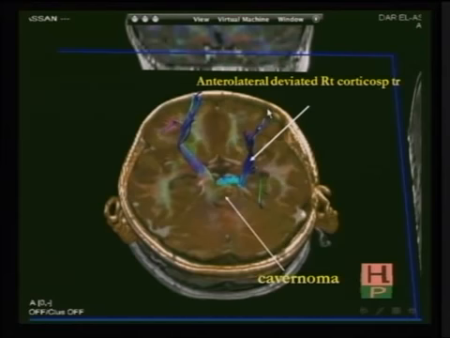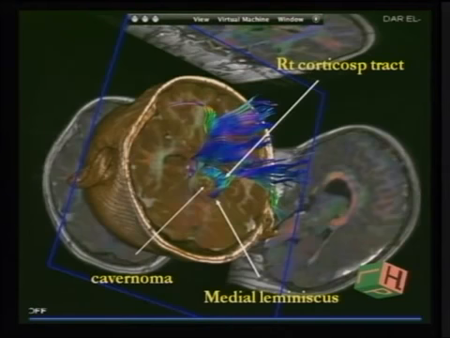The second question: where is the medial lemniscus? In fact, the medial lemniscus was here, just near and posterior to the deviated corticospinal tract.